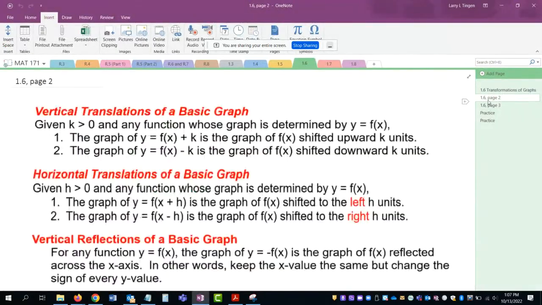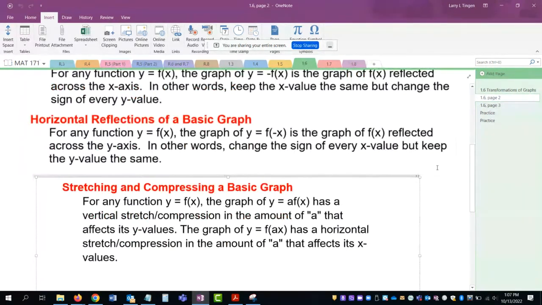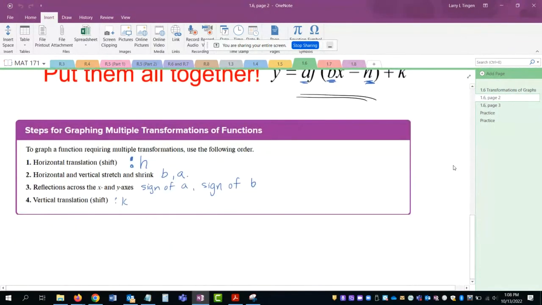All right. So last time we talked about vertical translations, horizontal translations, vertical reflections, and horizontal reflections, and then vertical stretching and shifting. Stretching and compressing. Stretching means you pull it out farther. Compressing means you push it in farther. We were told to follow this order of which one of these should I do first, second, third, fourth. The horizontal shift first, horizontal vertical stretch and shrink second, reflections across the X and Y axis third, and then the vertical translation up or down, and that's last.